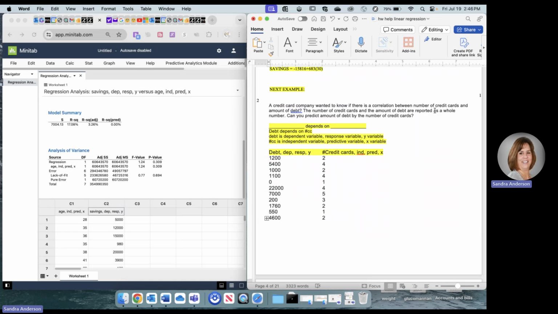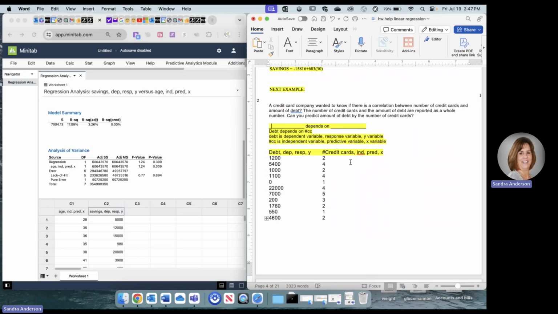The number of credit cards and the amount of debt are reported as whole numbers, is all that's saying. Can you predict your amount of debt by the number of credit cards you have? So that is, does your debt depend on credit cards? So debt depends on credit cards. Debt becomes your dependent variable, response and Y variable. And the other one is your independent variable. So number of credit cards is your independent variable, your predictive variable, your X variable.